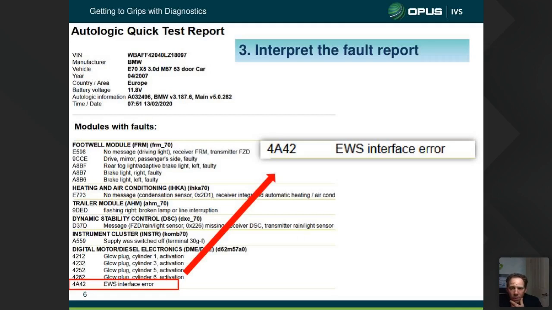Dynamic stability control, the rain light sensor. This is pretty much a BMW X5, but none of these faults is going to stop the car from starting. Supply was switched off, terminal 30, glow plug activation, and there's our EWS error, and this has come out of our DME. So the engine control module is the one that's reported this. It's reported that possibly it can't interface or it can't talk to the EWS or the immobilizer module. And that should be starting to ring alarm bells with a car that won't start.